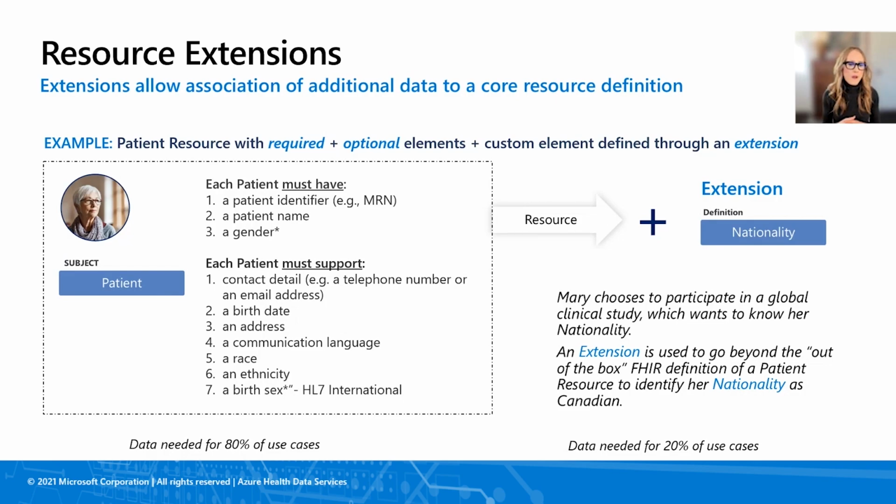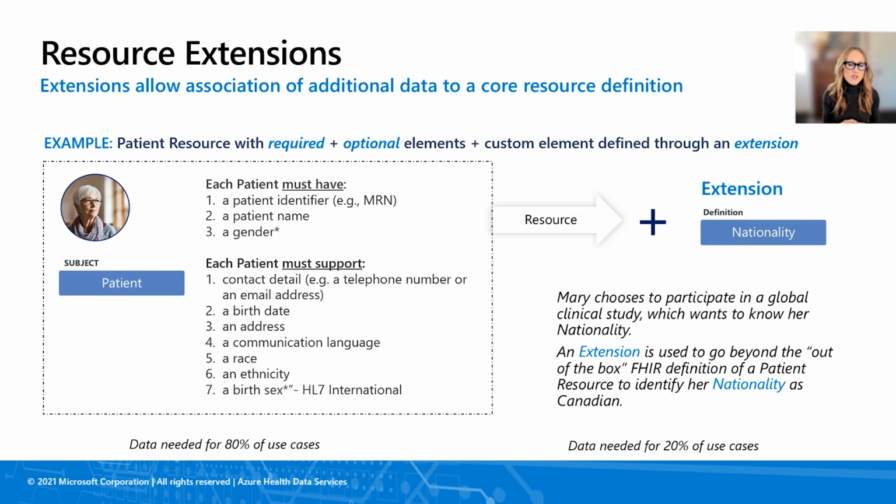But some health systems, some governments, some specific health organizations may choose to support extensions of resources, such as nationality. So if we wanted to run data across our hospital system, we might want to know that Mary is Canadian, or Mary is American, or Mary is some specific nationality for population health purposes.